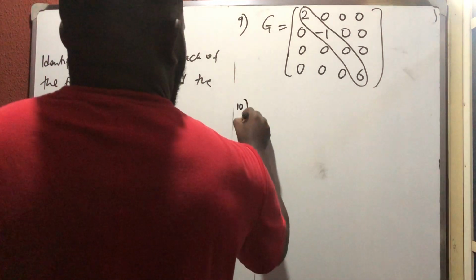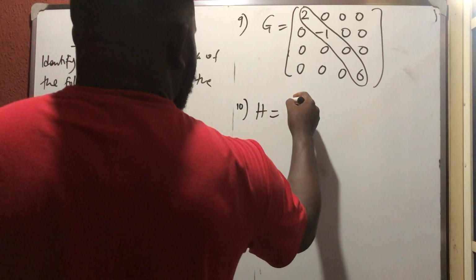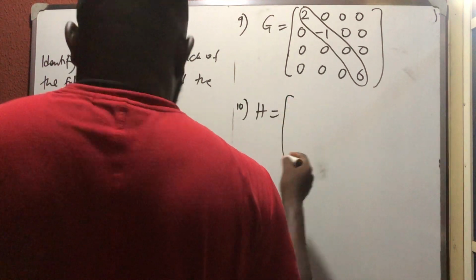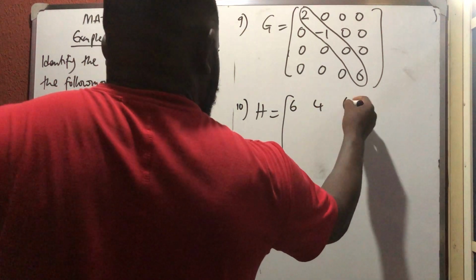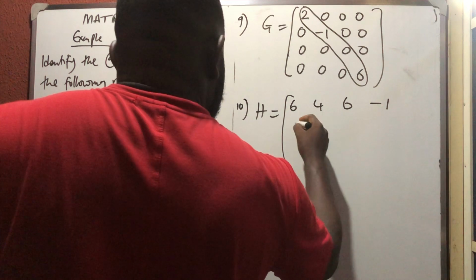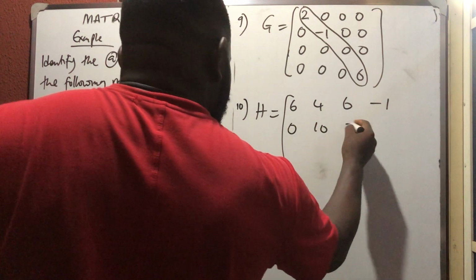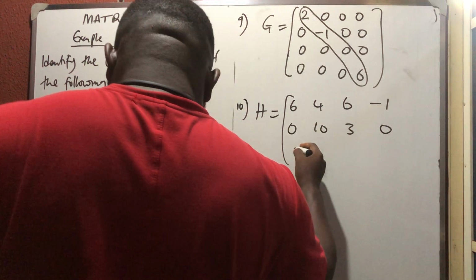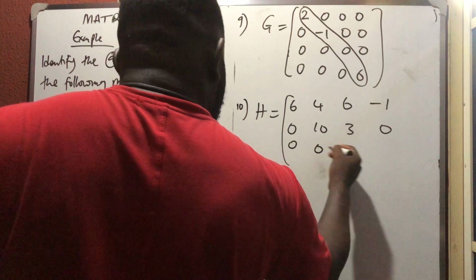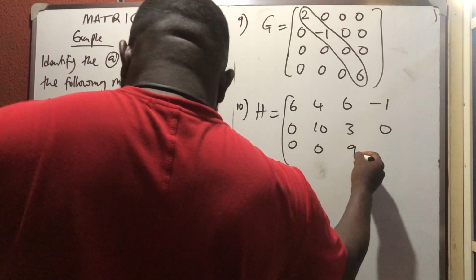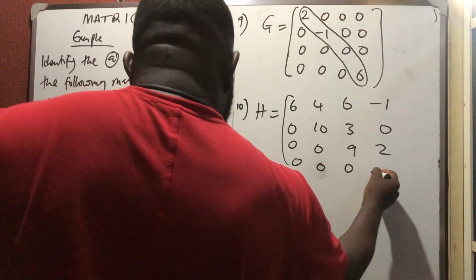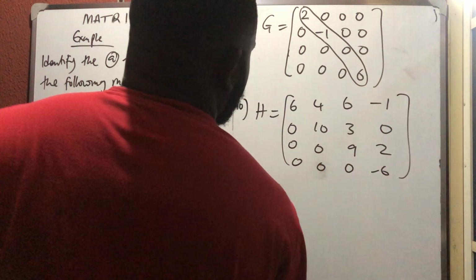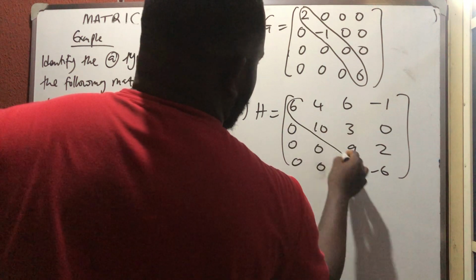So the next one, H. They say that H is 6 4 6 minus 1, 0 10 3 0, 0 0 9 2, 0 0 0 minus 6. Okay, so if you look at this now, this is the diagonal.